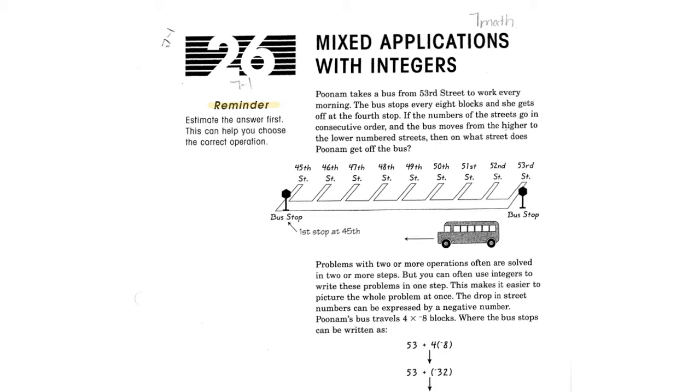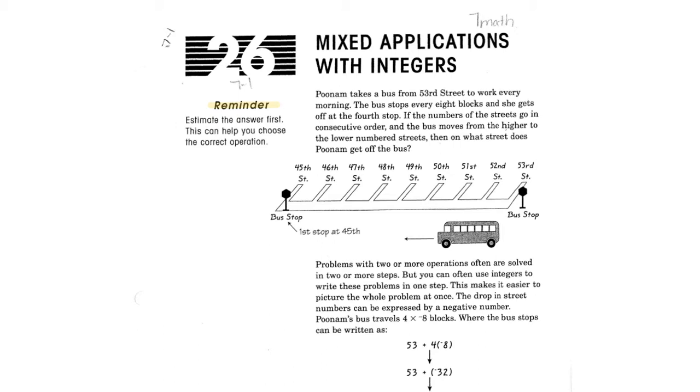So, on this assignment, Poonam takes a bus from 53rd Street to work every morning. The bus stops every 8 blocks and she gets off at the fourth stop. If the numbers of the streets go in consecutive order and the bus moves from higher to lower numbered streets, then what street does Poonam get off the bus?